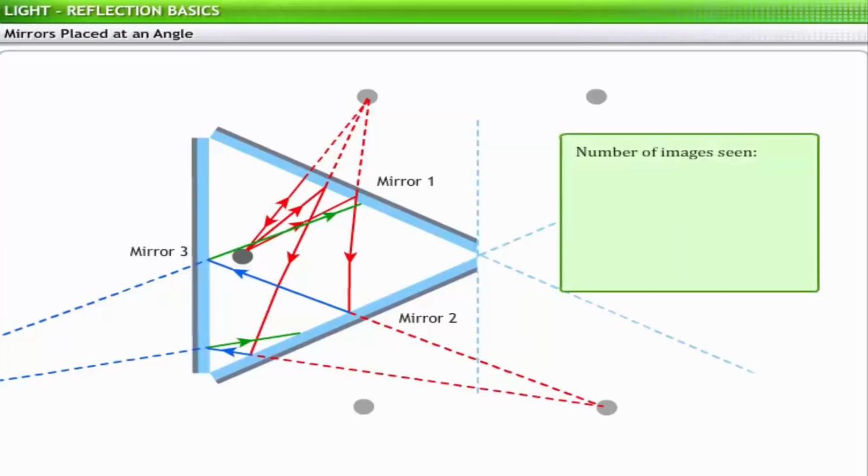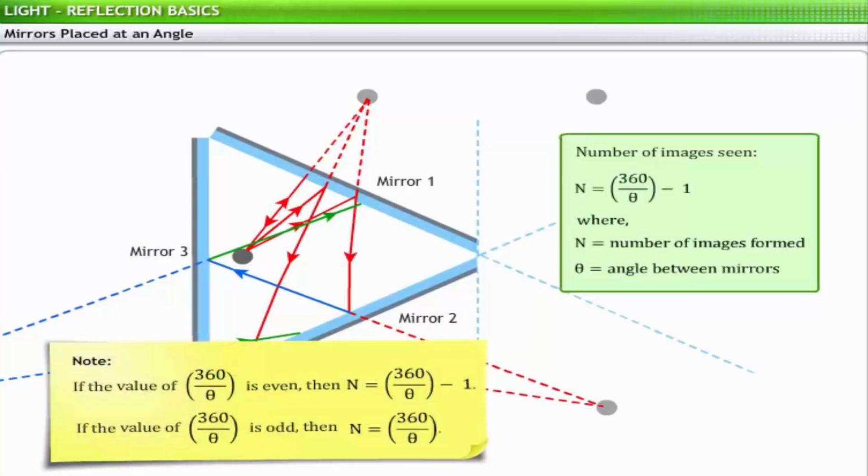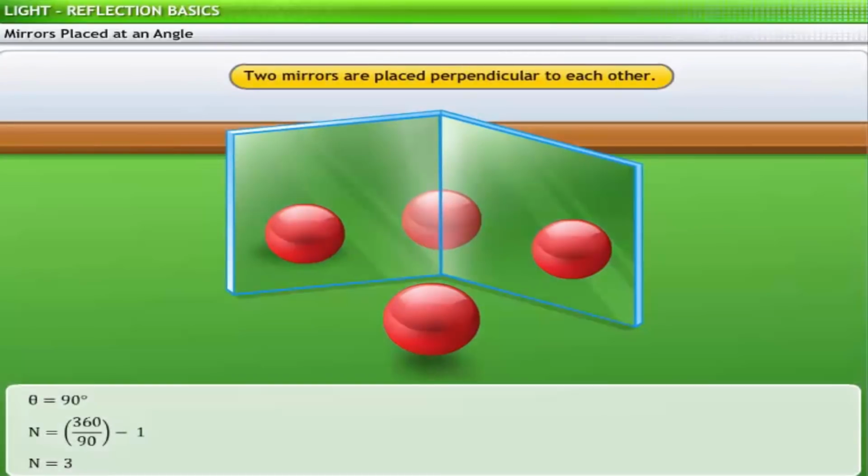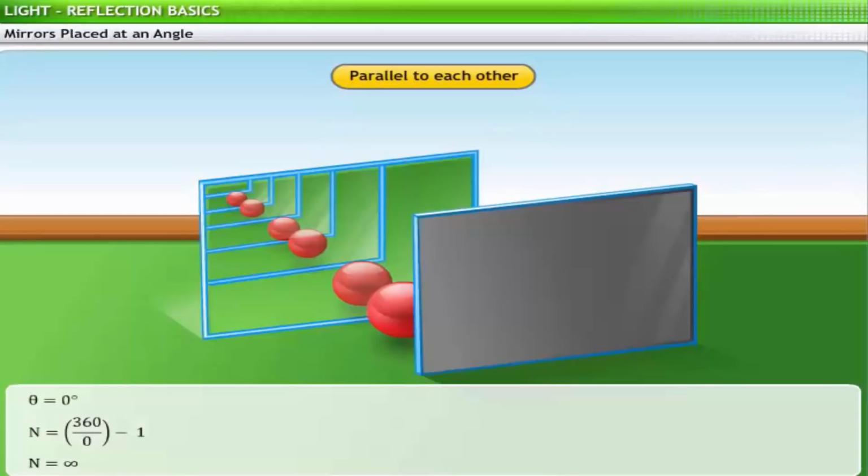The number of images seen in such an arrangement can be calculated using the formula N is equal to 360 divided by theta minus 1. Based on this formula, if the angle between the mirrors, theta, is 90 degrees, then the number of images formed is 3. Experimenting further, if 2 parallel mirrors are placed with their reflecting surfaces facing each other, the mirrors form an infinite number of images between them. This is because the angle between the mirrors placed in this manner is 0.